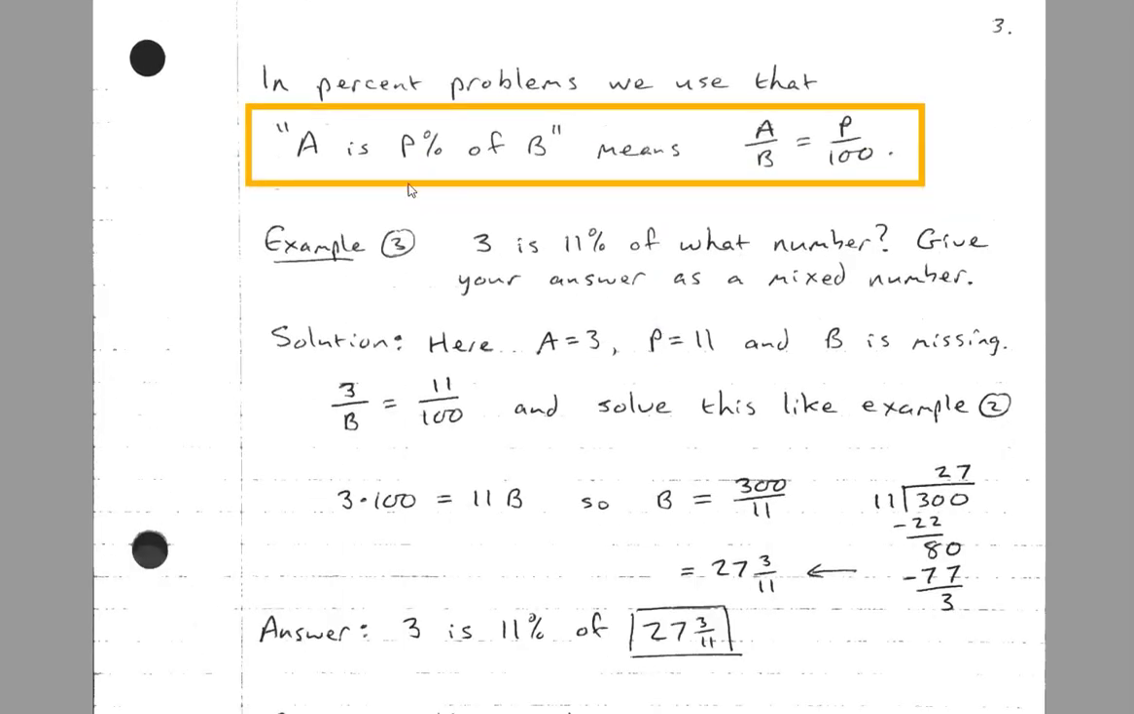Okay, so the first application is to percent problems. And we're using this idea. If you see A is P% of B, or P% of B is A, then you can write that as this proportion, so it means the same thing. You can see this is A equals P over 100 times B, and divide both sides by B, and you get this.